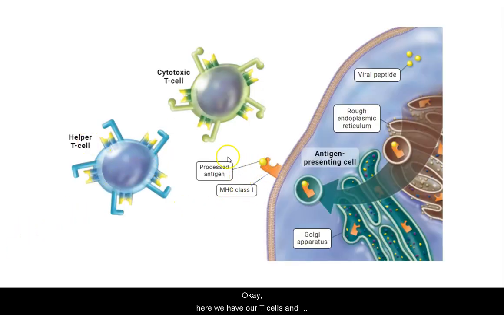Okay, here we have our T cells, and over here's our antigen presenting cell. And you can see here we've got some viral peptides inside the cell. So the cell's going to take the peptides from the virus and again complex it with an MHC molecule, this time an MHC class I, because it's going to be interacting with the CD8 T cells. So this complex molecule, the MHC class I and the antigen, gets sent to the cell surface where it can interact with the CD8 cell.